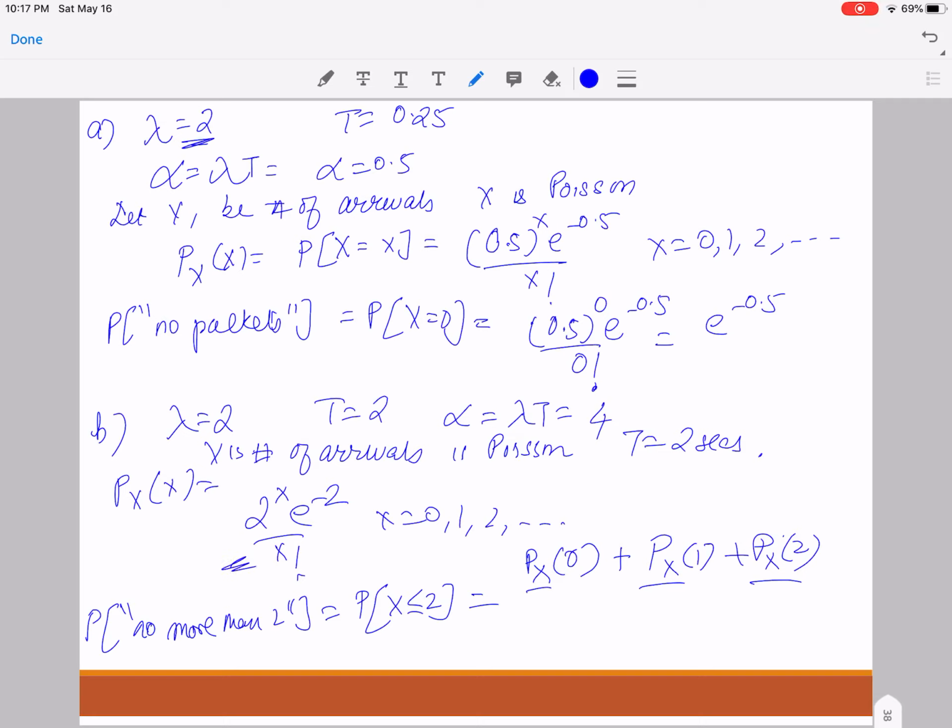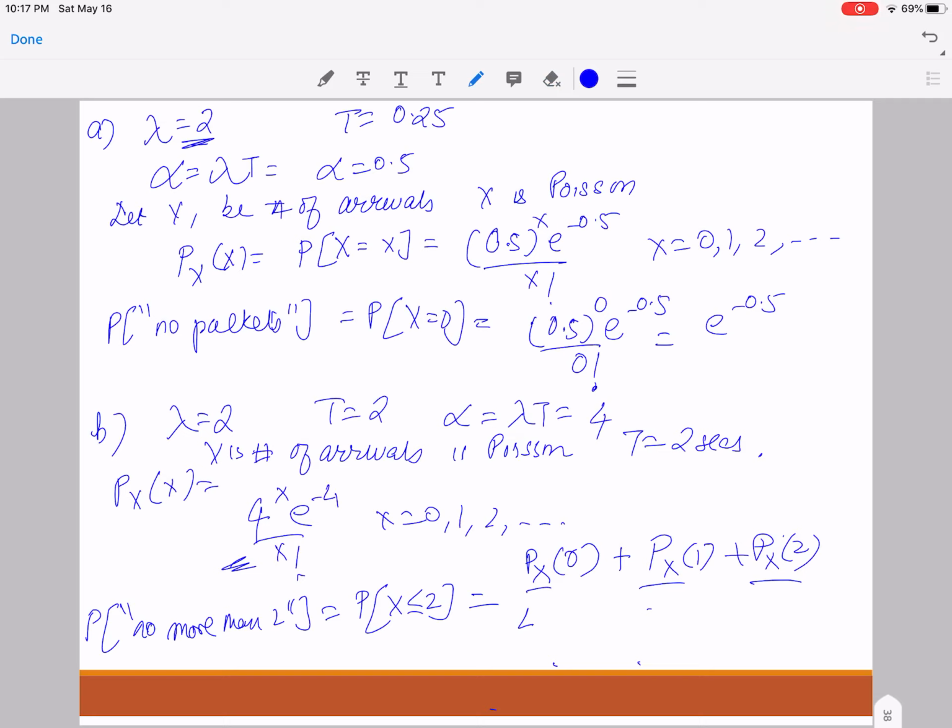So when I do that, I get 2 to the 0 times e to the negative 2 over 0 factorial plus 2 times e to the negative 2 over 1 factorial plus 4 times... I may have used an incorrect value of alpha. So the correct value of alpha should have been 4. So my apologies here. This should have been 4. So when I use that, I get, this should be 4, 2.